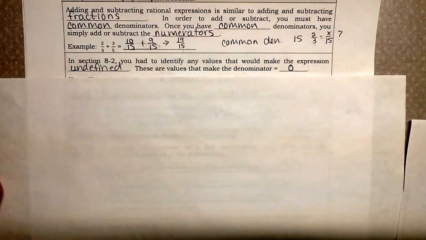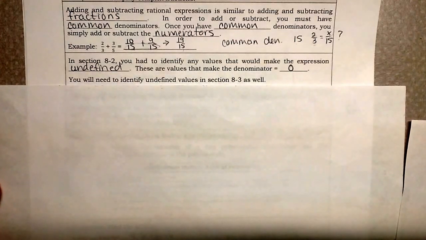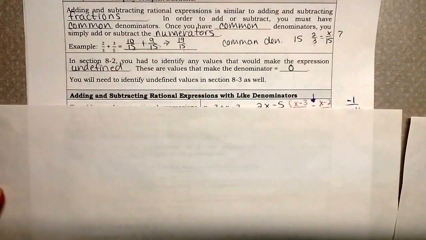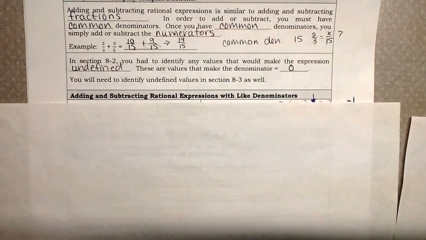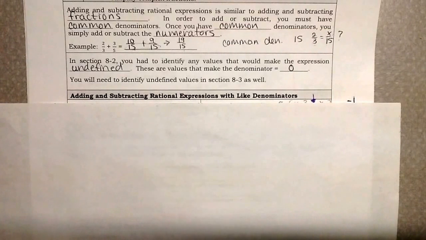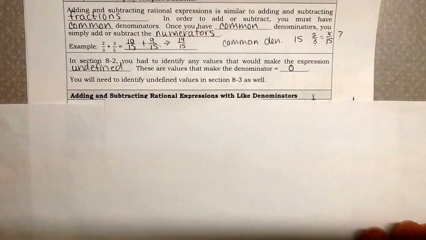All right, in section 8.2, you had to identify any values that would make the expression undefined. These are values that make the denominator equal to 0. You're also going to need to identify undefined values in section 8.3. All right, let's start out with adding and subtracting rational expressions with like denominators. That's a very easy process to do.